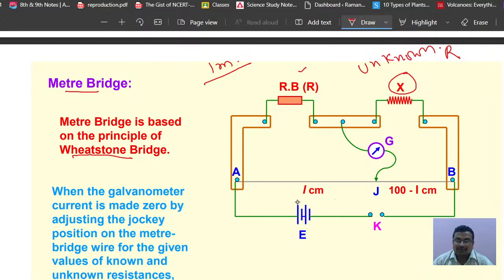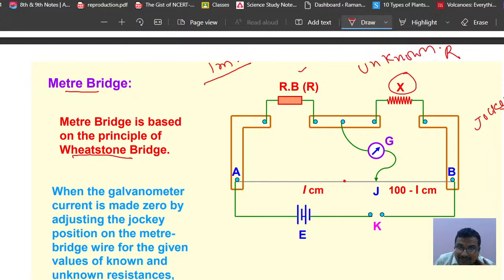This diagram is called a meter bridge. Here we are using a resistance box and an unknown resistance. This is the galvanometer, which is attached to the jockey, marked J. When the jockey is moved along the wire, which is 100 centimeters, 1 meter long, for a particular position on the wire the galvanometer shows zero deflection.